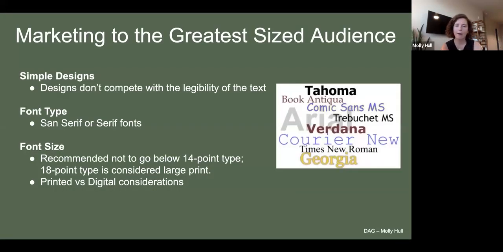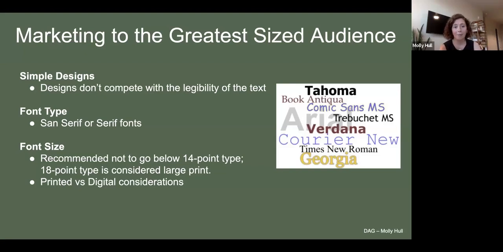So starting with marketing, thinking about your audience and the marketing to the greatest sized audience possible. So basic, simple design. We all love very design-oriented posts, but they're not always the most legible. So keeping in mind that your background and your text do not compete.